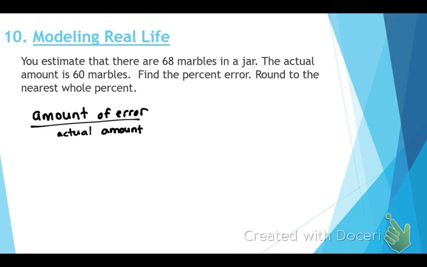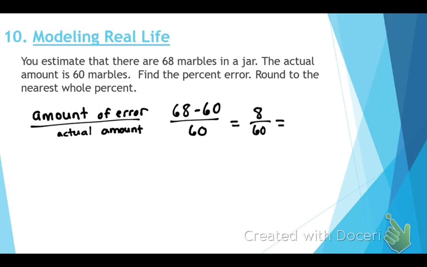Okay, so how would I find the amount of error for these marbles? Good job. We're going to subtract it. You guessed 68, but there were actually 60. That's going to help me find the amount of error. What was the actual amount of marbles that were there? 60. Okay, a lot of people struggled with this part right here. You're just always going to subtract the difference to find what the error was. Guys, what is 68 minus 60? 8. And then you put it over 60.